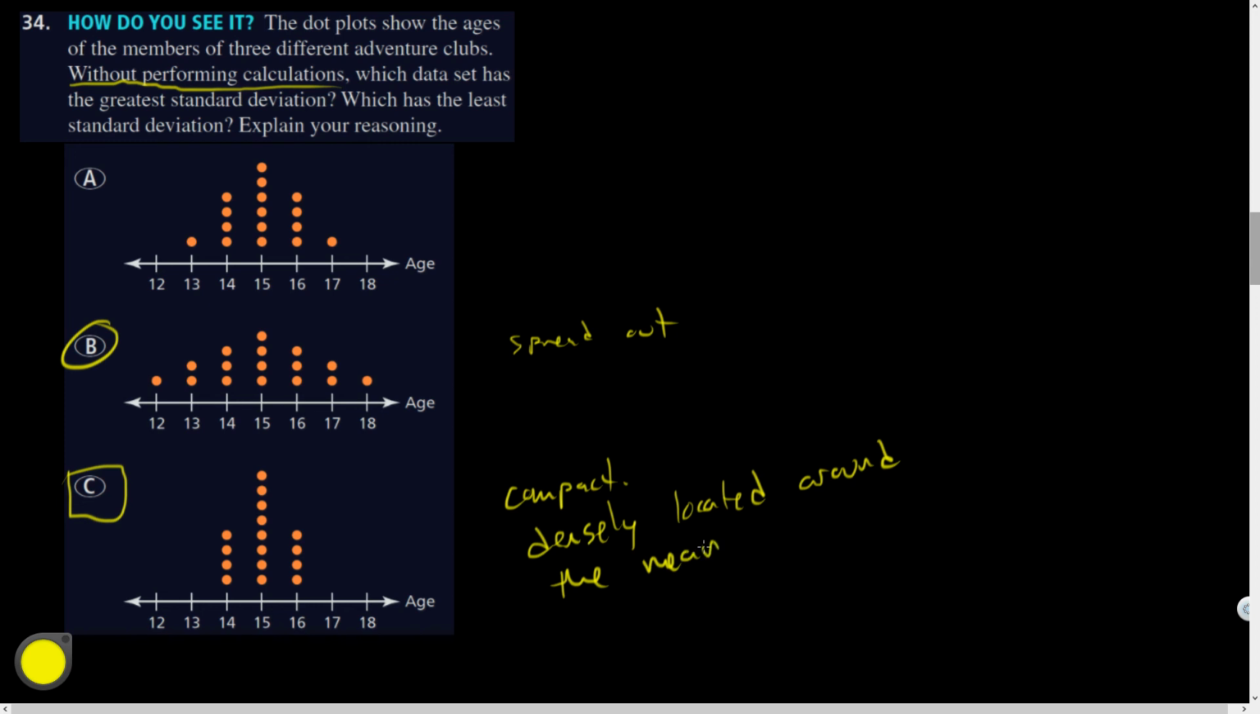Okay? So that's how we could visually interpret standard deviation. And that's why when we don't have a visual representation, when you get a standard deviation that is high or low, that's kind of what you should be thinking about. Like, okay, this data is spread out.